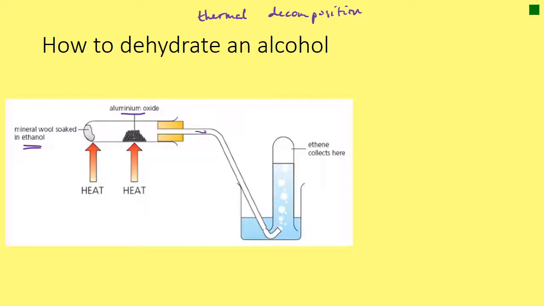And so along here comes our ethene and our water molecule, and as they bubble up through the water, of course the water condenses and just mixes in with the rest of the water, leaving our ethene to collect in the top of the collection tube there. And so we can dehydrate the alcohol using heat as well.